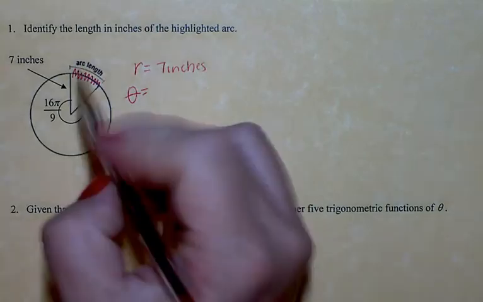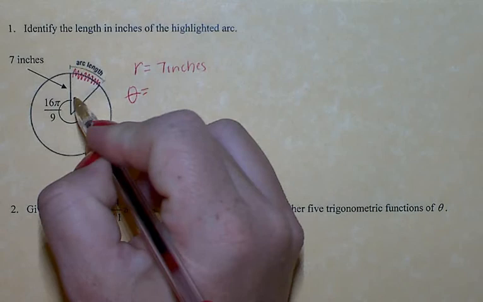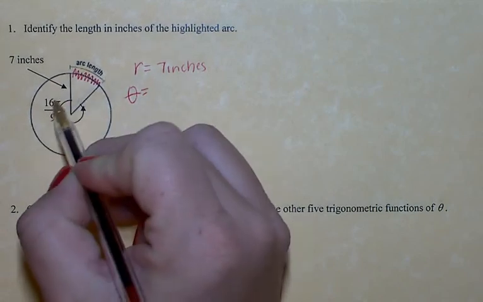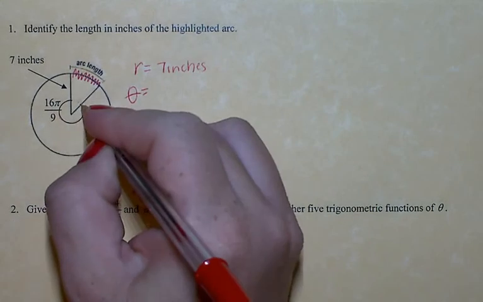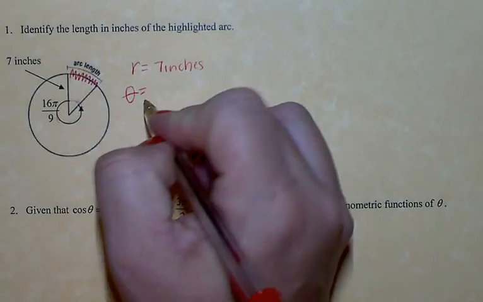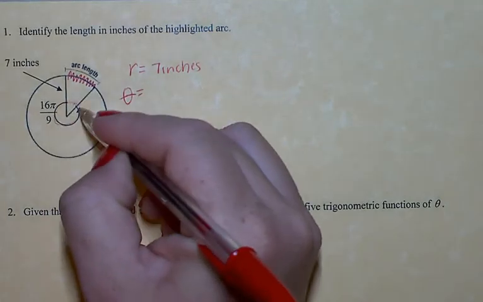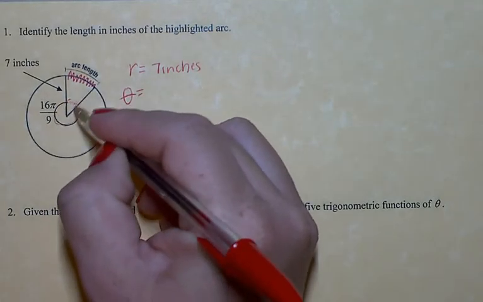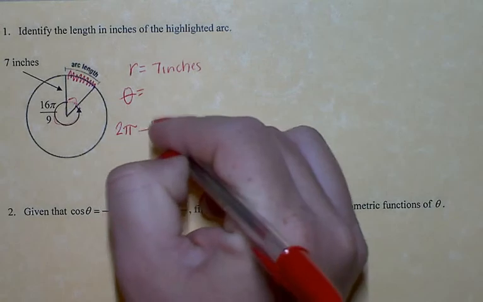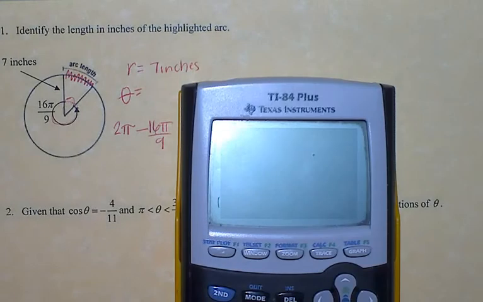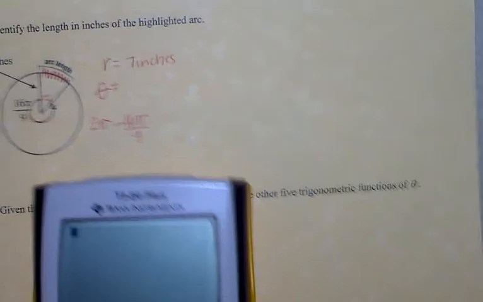What we're told is that everything but the central angle is equivalent to 16 pi over 9. Now, if we made one complete revolution, it would be 2 pi. We want to extract this portion to leave us only the central angle. So we're going to subtract 16 pi over 9. What is the shortcut to doing this? Grab your calculator, please. We're going to exclude putting the pi into the calculator.